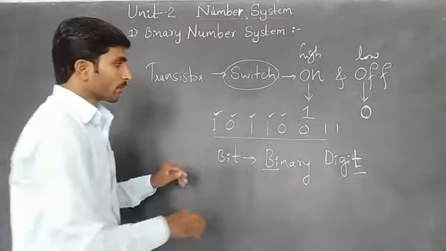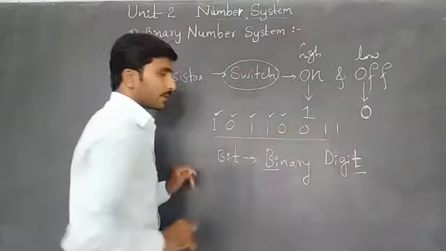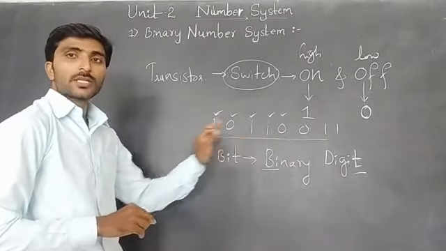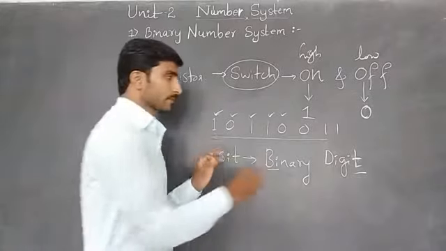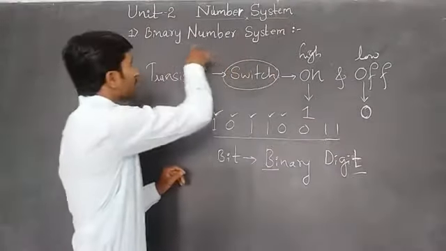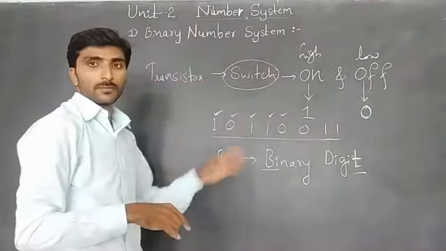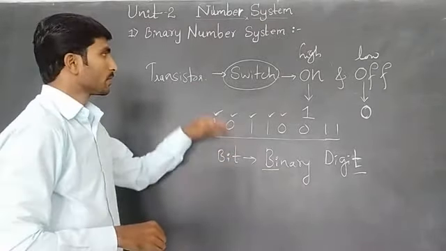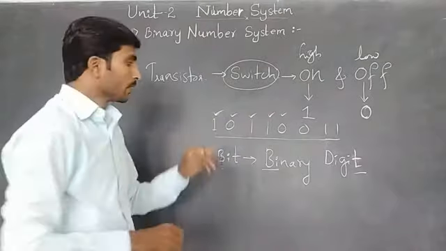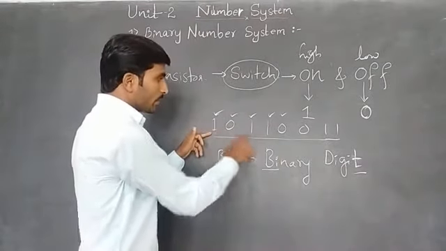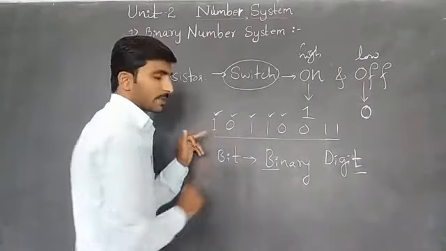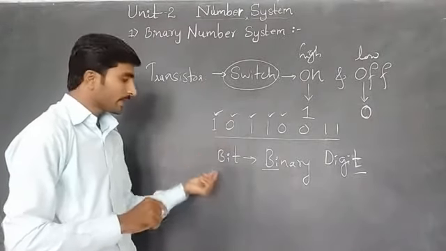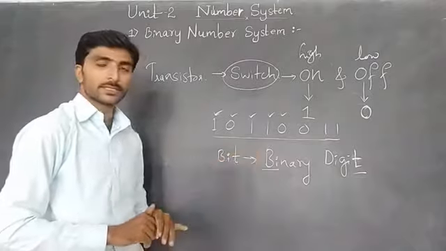Okay. So there are 8 digits, right? 8 digits or 8 bits. The group of 8 bits we will discuss later. For the binary number system, first we have to discuss the theory of how it stores numbers. Each digit is called a bit, that is, binary digits.